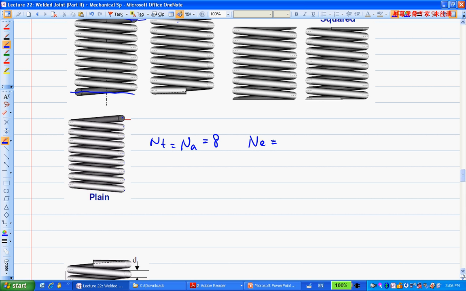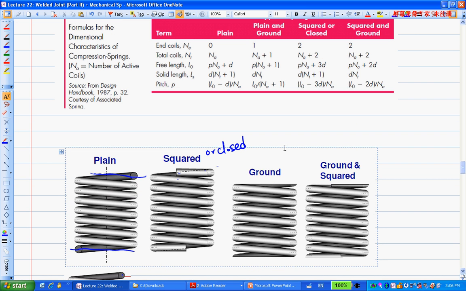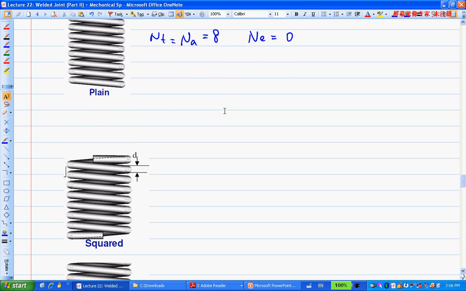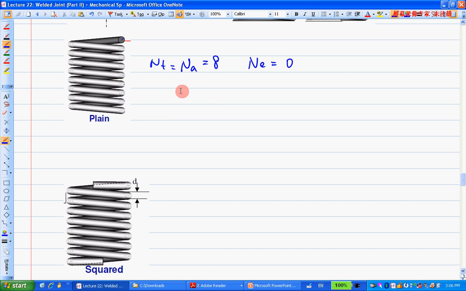It's a plain one. If you look at table 10-1, the NE is 0. Then you can easily calculate the free length and the solid length using these formulas here. And the pitch can also be calculated, or maybe the pitch is given, who knows, right? But those are the formulas you can make use of here. So L0 equals P NA plus d.